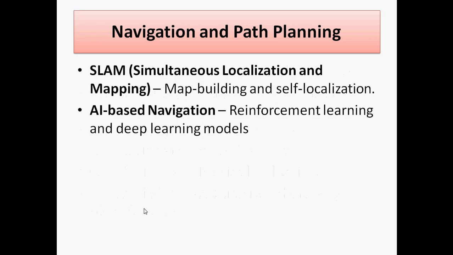Next we discuss navigation and path planning. That is about SLAM, simultaneous localization and mapping, which builds a map and localizes the robot itself, and is navigated with the help of that map. AI-based navigation is also possible nowadays. Deep learning and reinforcement learning can provide AI models to solve the SLAM problem, so simultaneous localization and mapping is possible.